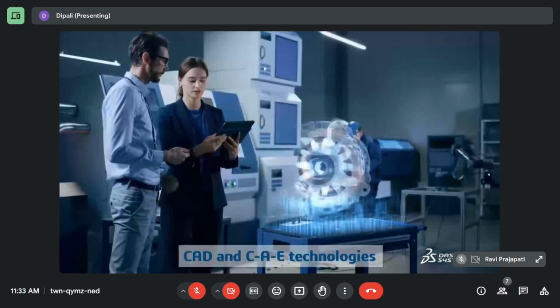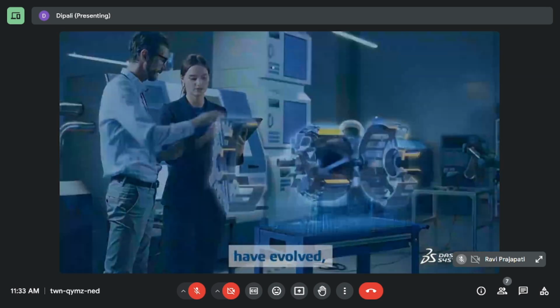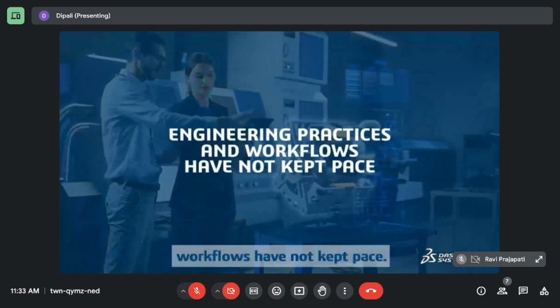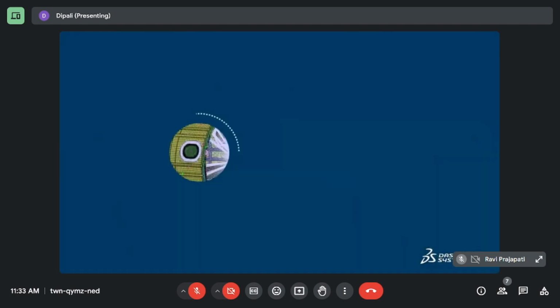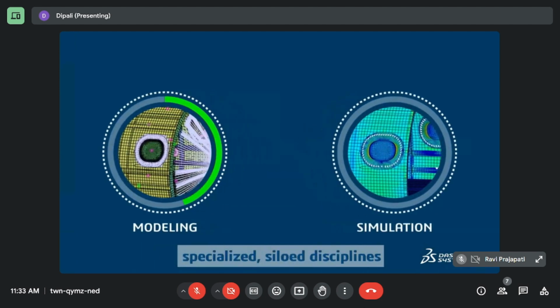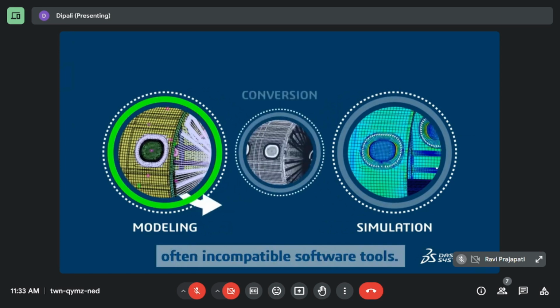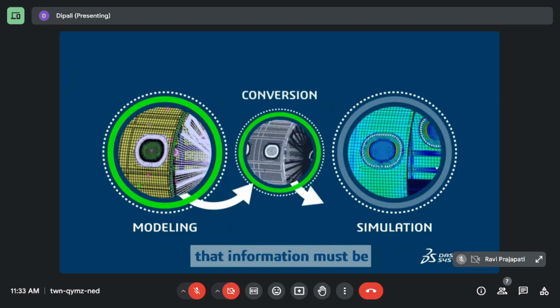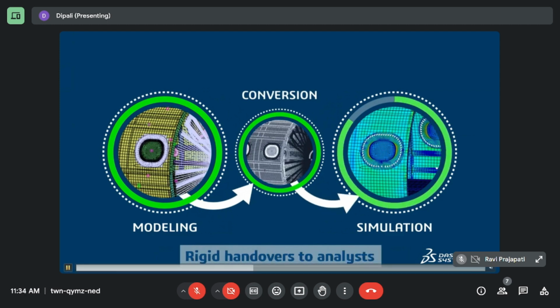CAD and CAE technologies have evolved. However, engineering practices and workflows have not kept pace. Most modeling and simulation functions today perform as specialized, siloed disciplines, with each using separate, often incompatible software tools. When a designer shares information, that information must be translated and reworked into simulation software. Rigid handovers to analysts. So this is the actual scenario that many engineering companies are facing.